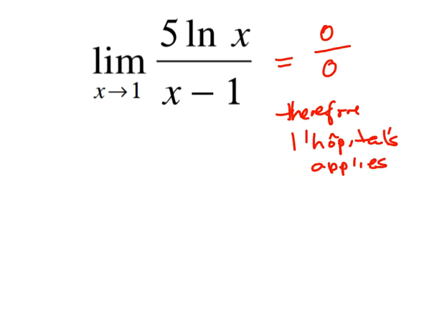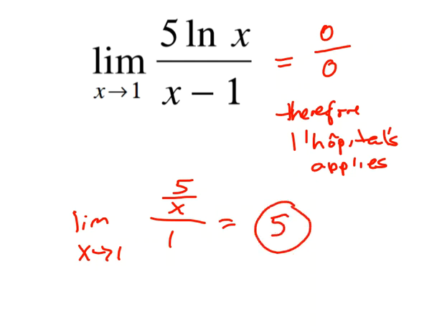applies, and once I know that L'Hopital's applies, I'm still going to do the limit as x approaches 1. I'm going to do the derivative on the top and the derivative on the bottom. Now, don't confuse this with the quotient rule. This is simply another cancellation method, and I'm not taking the derivative like in terms of finding the slope of this particular curve. Okay, so now I'm going to do a direct substitution. I get 5 over 1, which is 5. Perfect.